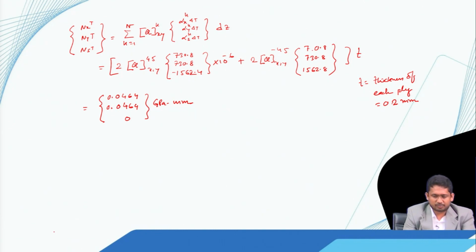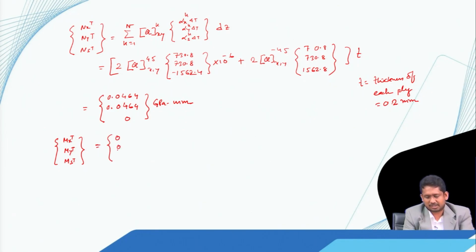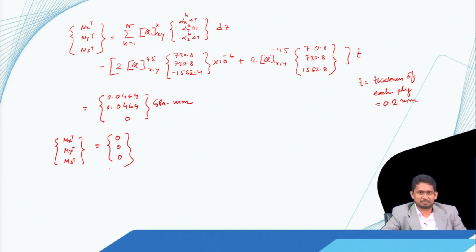Now, we can find out the thermal moments mxt, myt and mst, and it can be seen that this will come to be 0. So, when the laminate is symmetric, there is no thermal moment induced, provided that each ply has the same increase in temperature or moisture.